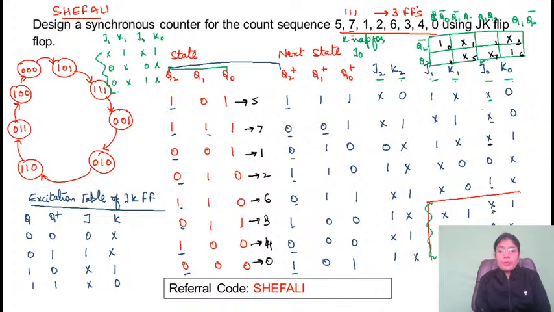I have not marked one don't care. Don't care is corresponding to 5, 7 and 1 and corresponding to 3. Okay, all are marked.